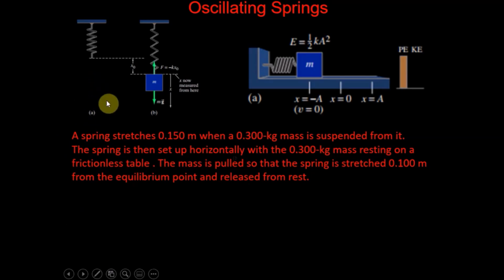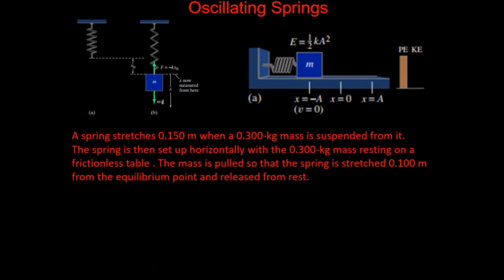So here we're looking at part A in terms of the vertical mass on a spring. mg is acting downwards, and of course F is acting upwards from the spring with some spring stiffness constant times the extension of the spring. F equals negative kx. The spring's then set up horizontally with the 0.3 kilogram mass resting on a frictionless table. A little unrealistic, but does simplify the calculation. What it's really saying is there's no damping in this situation.